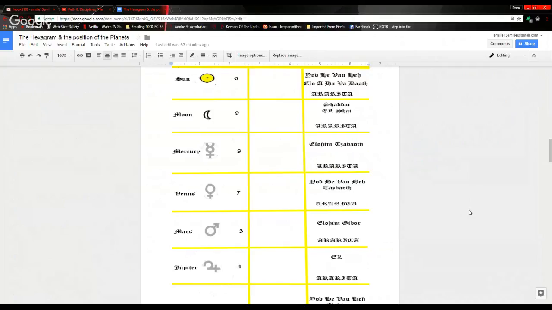Saturn, 3. Metal, lead. Color, black, brown. Gem, onyx. Scents, assafoetida, indigo, all evil odors. Plant, yew, cypress, nightshade. Formula, Yod He Vau He Elohim.